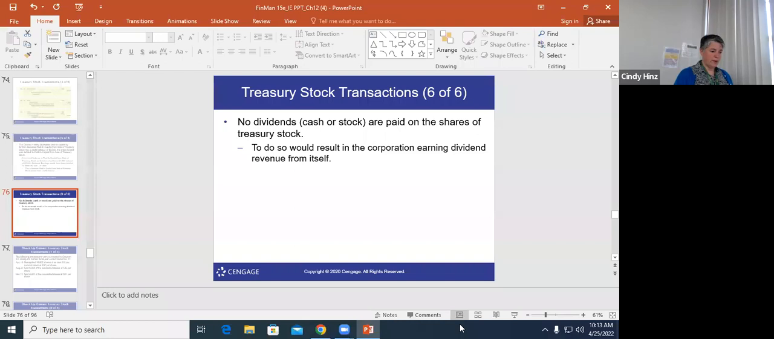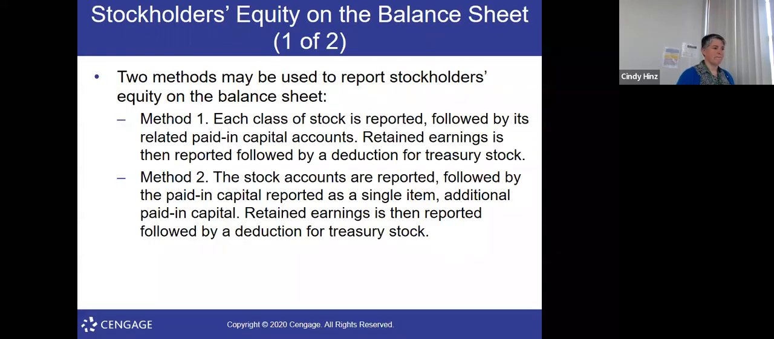So let me go back to our PowerPoint. And our next topic is the equity section of the balance sheet. Our next exercise is going to be to put together an equity section of the balance sheet. Starting in chapter 1, we knew what the balance sheet was, but up to this chapter, we've had only 2 accounts showing up in the equity section. We had contributed capital as common stock, and then we had the retained earnings.